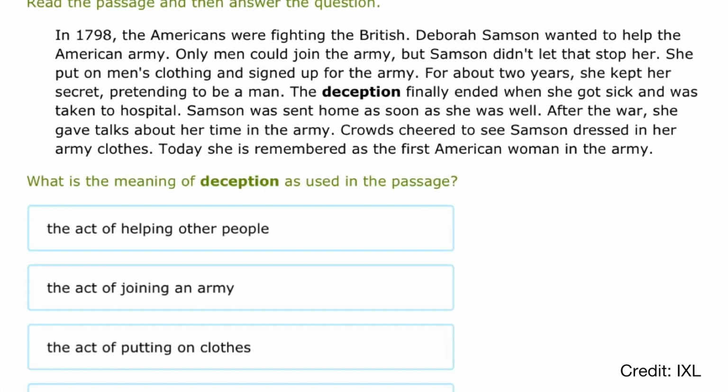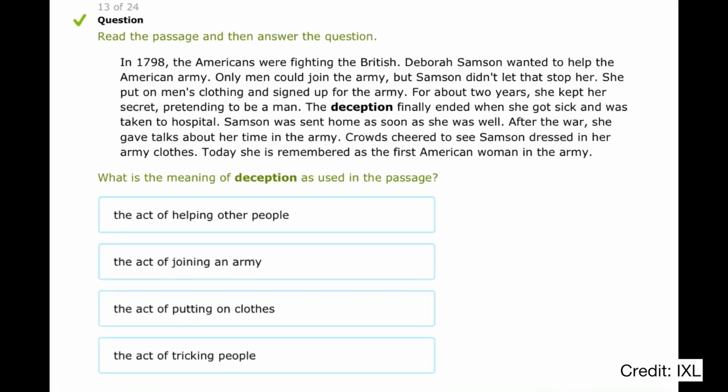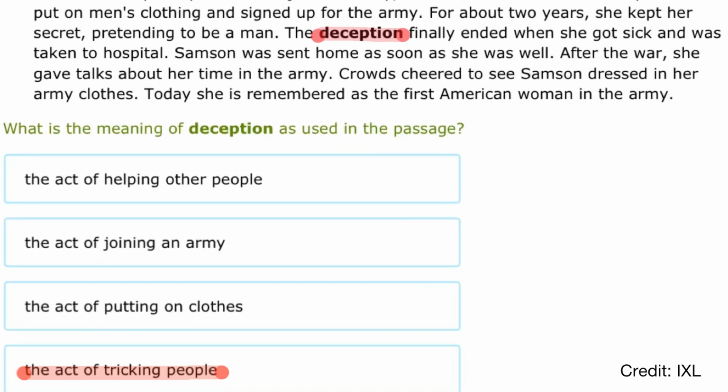Using the context clues, "for about 2 years, she kept her secret, pretending to be a man," helped me figure out that deception is the act of tricking people.